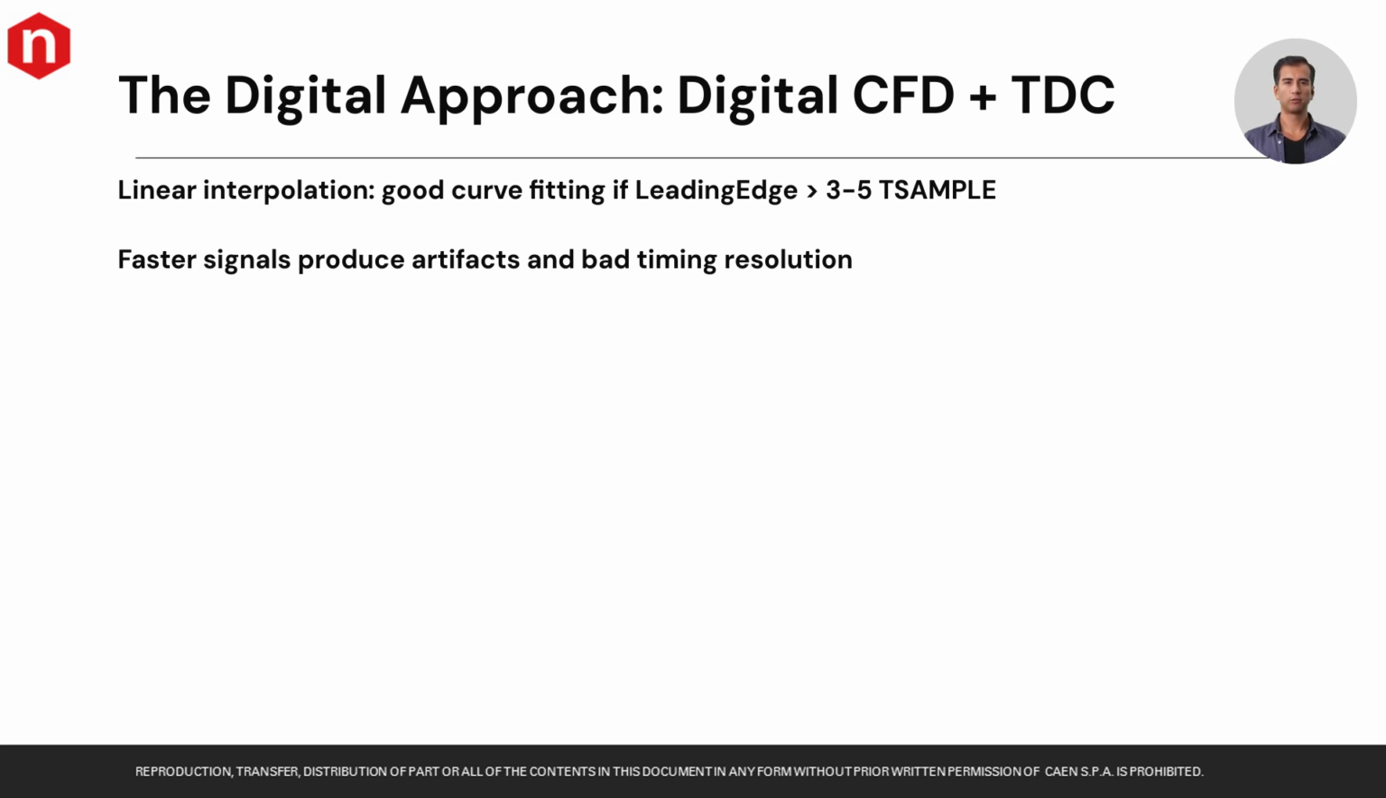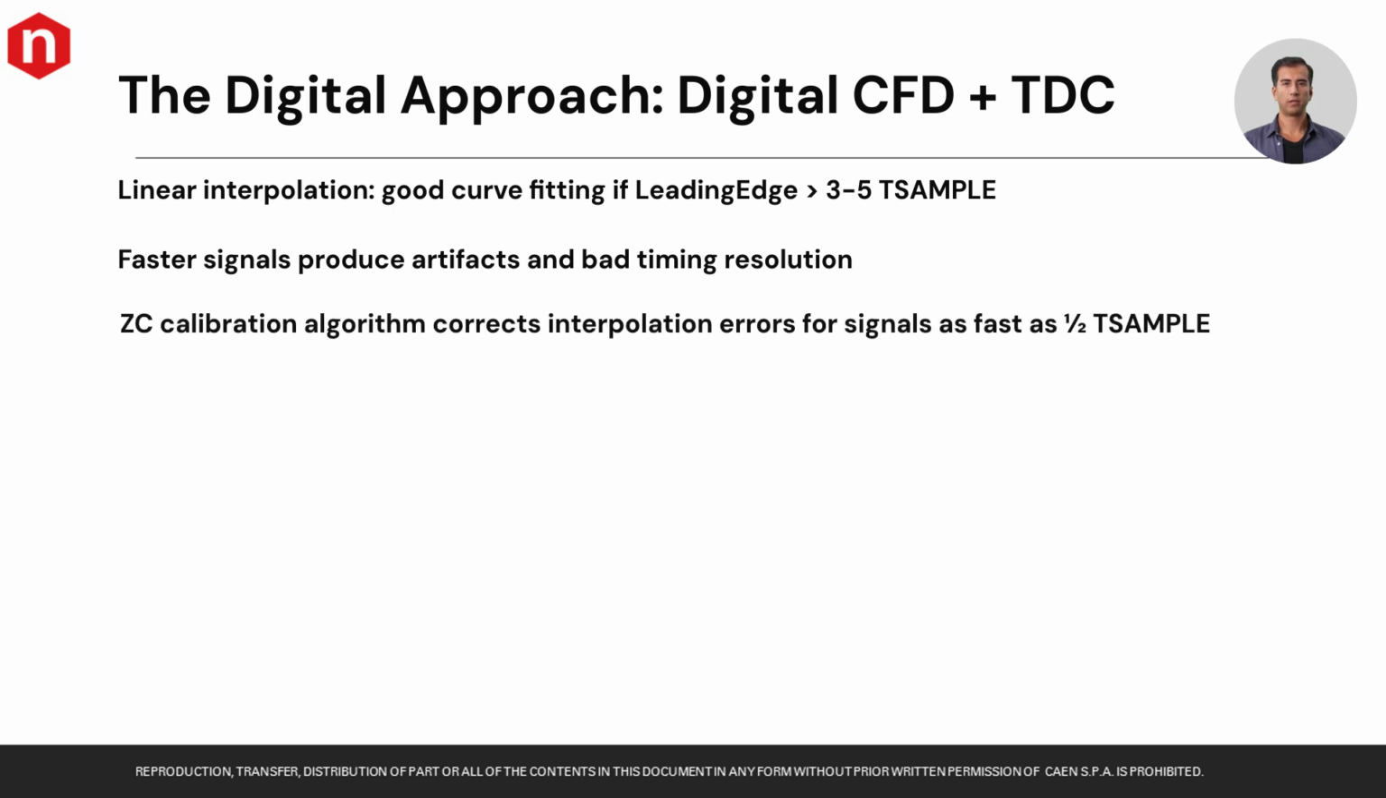As a general rule, for effective interpolation and resolution, you need at least 3 points on the leading edge, preferably 5. This implies that if you want to read a pulse with a leading edge of 5 nanoseconds, you require a digitizer with a sampling rate of 1 gigasample per second. However, through suitable calibration techniques, it's possible to optimize the interpolation algorithm even in cases where signals have edges equal to the sampling period or even faster.